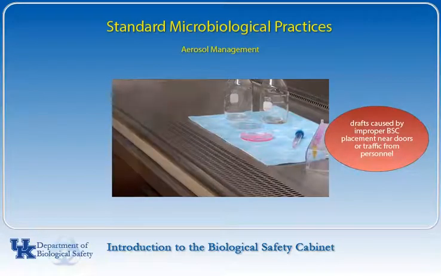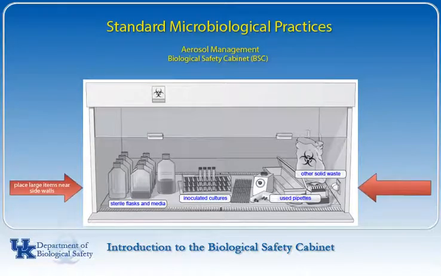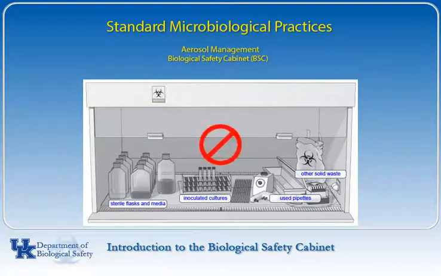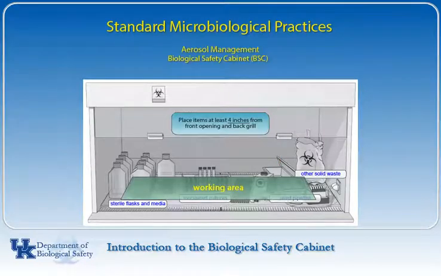Good techniques when working within a BSC will minimize air turbulence and prevent unwanted spread of aerosols by maintaining proper airflow. The following guidelines will help keep you, your research materials, and the environment safe. Equipment necessary for immediate work will be placed in the BSC. Place large items close to the sidewalls rather than at the back of the cabinet where they will interfere with airflow. Blocking the intake grills in the front and rear of the cabinet will interfere with proper functioning of the cabinet, which can cause a loss of containment of infectious organisms. Keep materials at least 4 inches from the front opening and the back grill of the BSC.